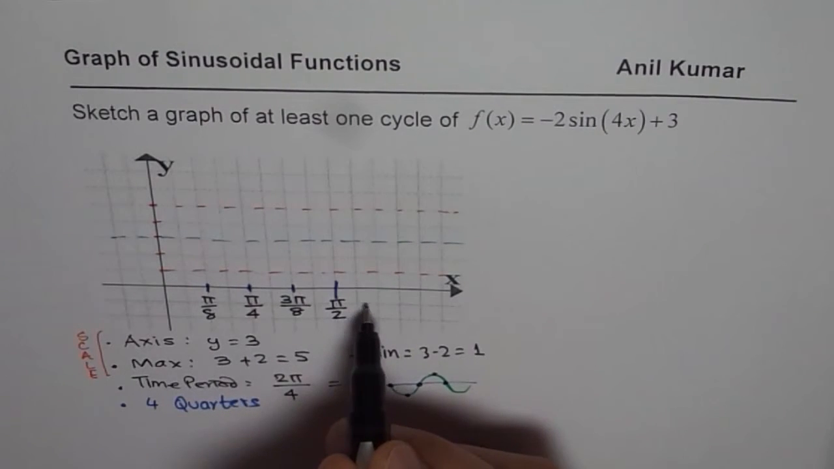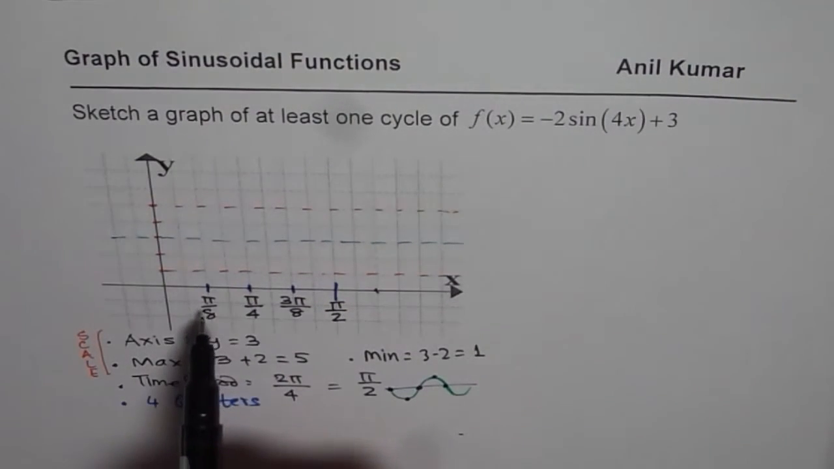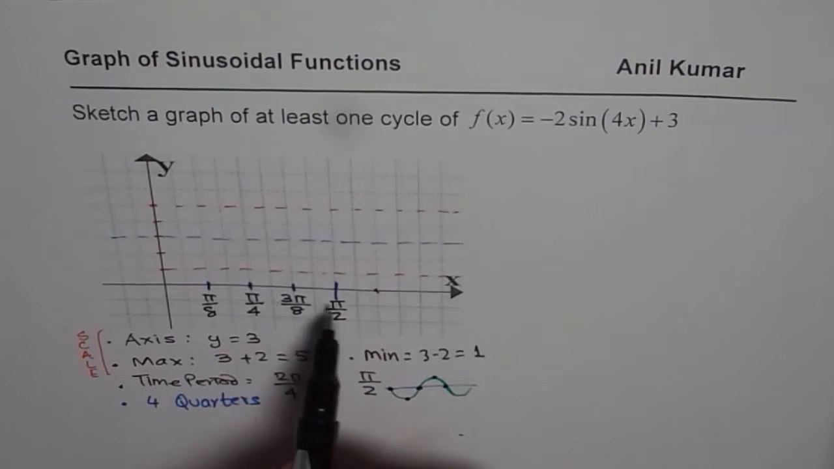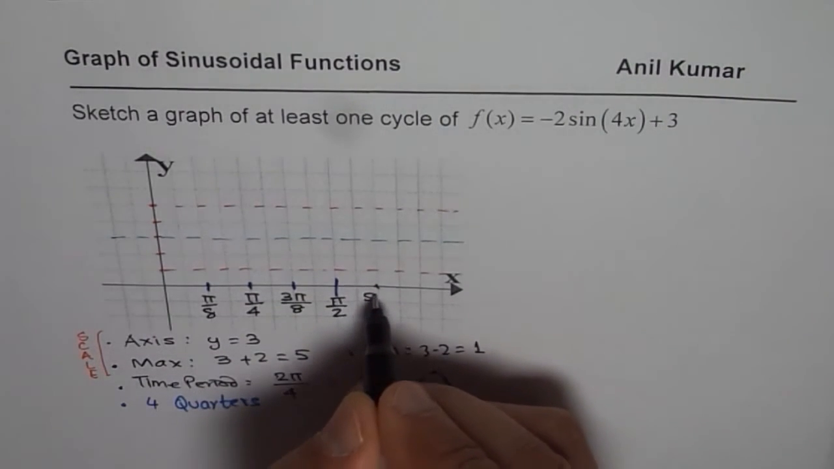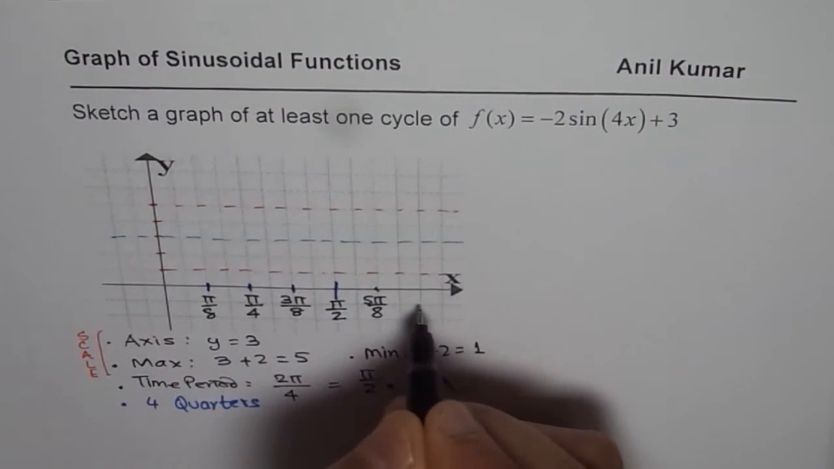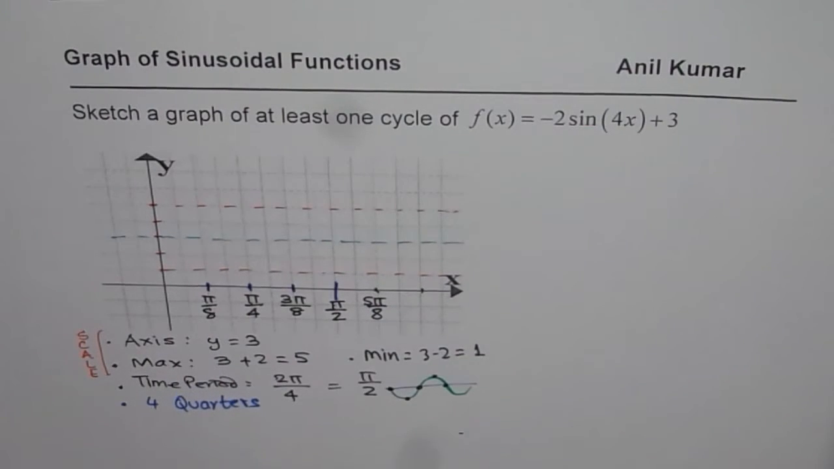So now this will be how much? Can you tell me that? 1 pi by 8, 2, 3, 4, 5 pi by 8. Do you see that? 5 pi by 8. Like this, you can get the scale perfect. Now let's look into the points themselves.